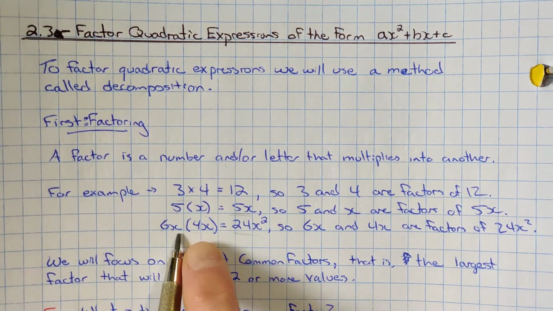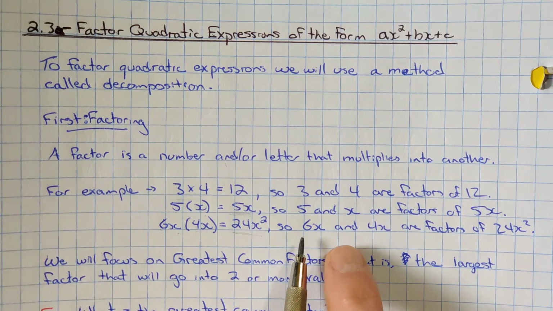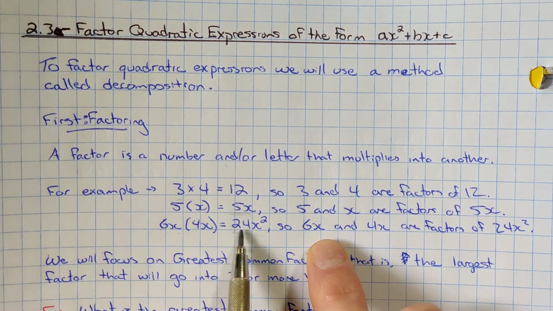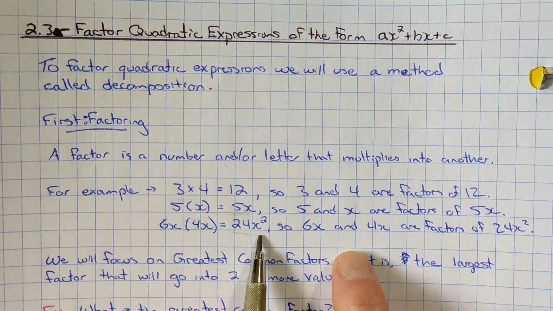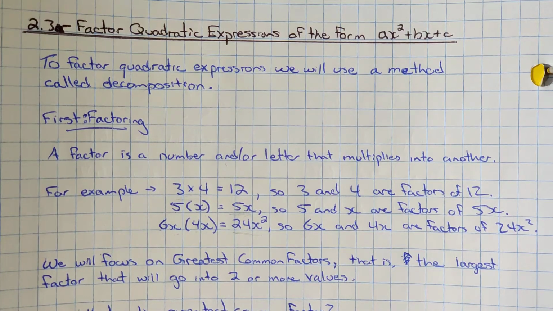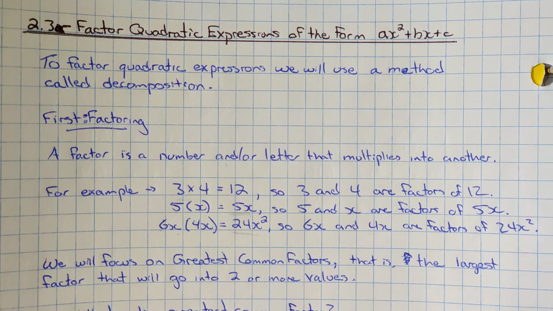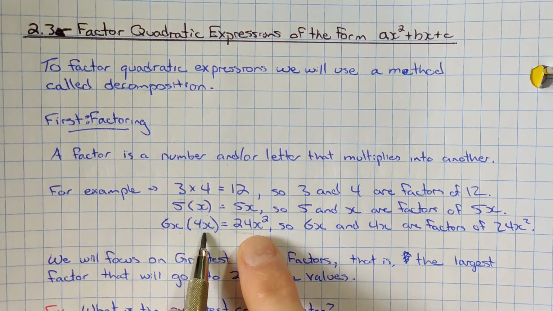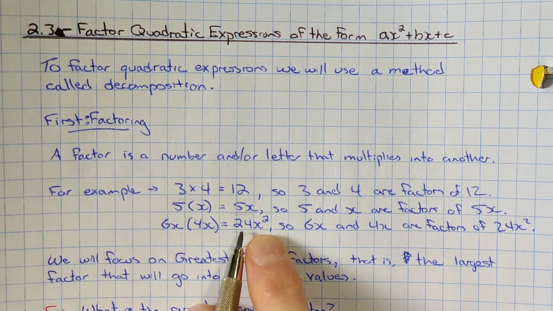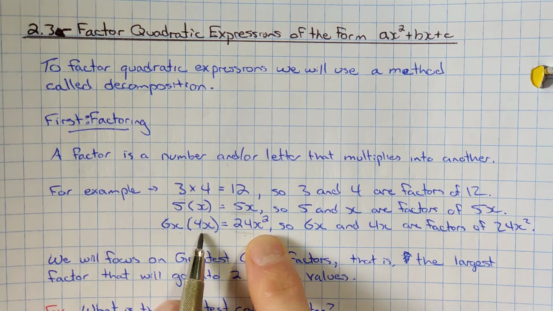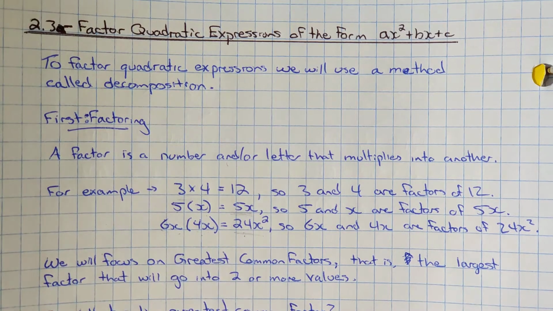6 times 4 is 24. x times x will get the x squared part. That means 6x is a factor of 24x squared, and 4x is a factor of 24x squared. Both of those can divide into that. Remember, multiplication and division are opposite operations. So if 10 times 5 is 50, 50 divided by 5 is 10. 6x times 4x is 24x squared. 24x squared divided by 6x will be 4x. So they can work conversely.